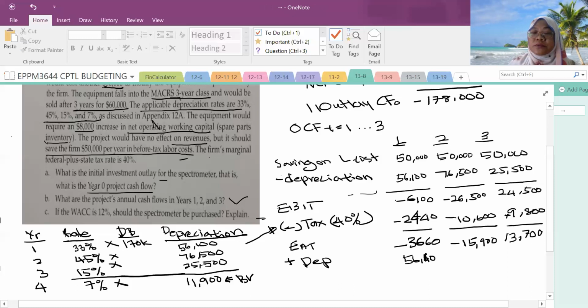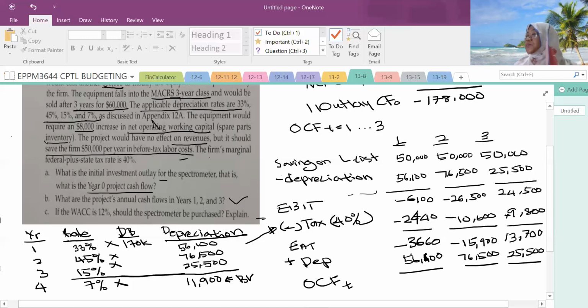So 56,100, 76,500, and 25,500. Okay, and we solve this to get the operating cash flow.